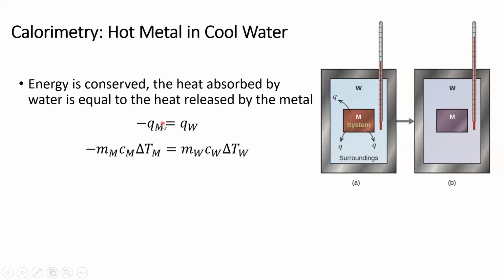The energy that's lost by the metal can be calculated by taking the mass of the metal times the specific heat of the metal times the temperature change for the metal. Again, we're going to put this negative sign here to represent the fact that the metal's losing energy. We can calculate the amount of energy that the water gains by taking the mass of the water times the specific heat of the water times the temperature change for the water. And again, this side of the equation is positive because the water is gaining energy. And theoretically, the energy that's lost by the metal equals the amount of energy that's gained by the water.